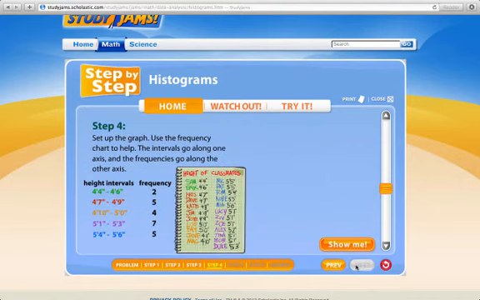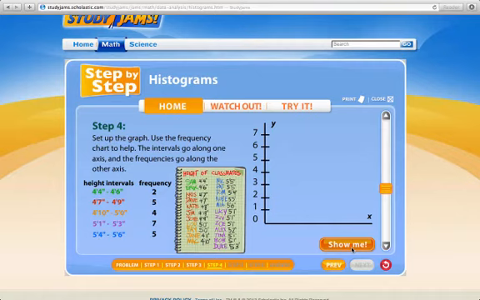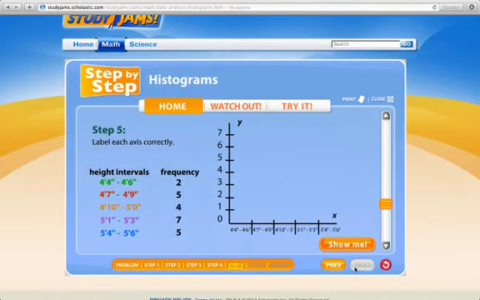Now we're ready to set up the histogram. Use the frequency chart to help. The intervals go along one axis, and the frequencies go along the other axis. We'll put the frequency, or number of people, on the y-axis. The intervals will go along the x-axis. Remember, those intervals are 2 inches. Label each axis correctly. Okay, so we'll write number of people on the y-axis. Height goes on the x-axis.